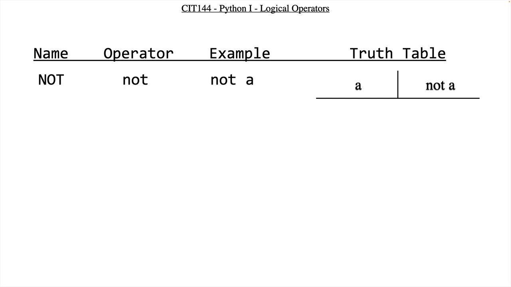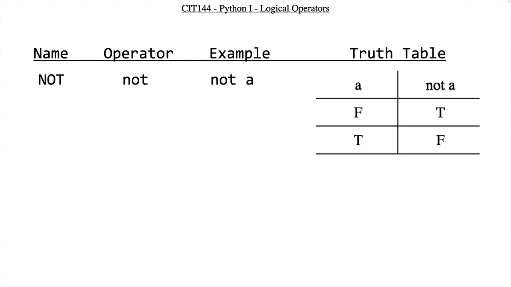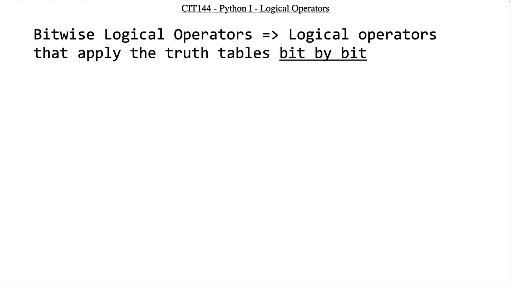The first is where A is false, and not false is true. And if A is true, not true is false. So that's the truth table for not. Now, these are Boolean operators that work on Boolean values. There are also some logical operators referred to as bitwise operators, which take a binary representation and go through bit position by bit position and apply whatever logical operator you are talking about.